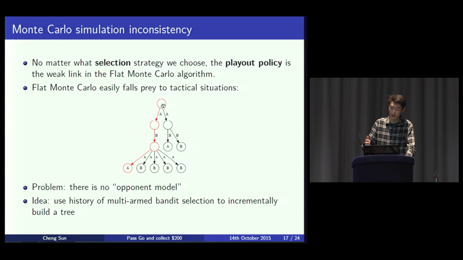On the other hand, if you give this to the flat Monte Carlo algorithm, because it only looks at the top three nodes, it chooses uniformly from, or it chooses according to some selection strategy, either the left or the right node, and then it does playouts.